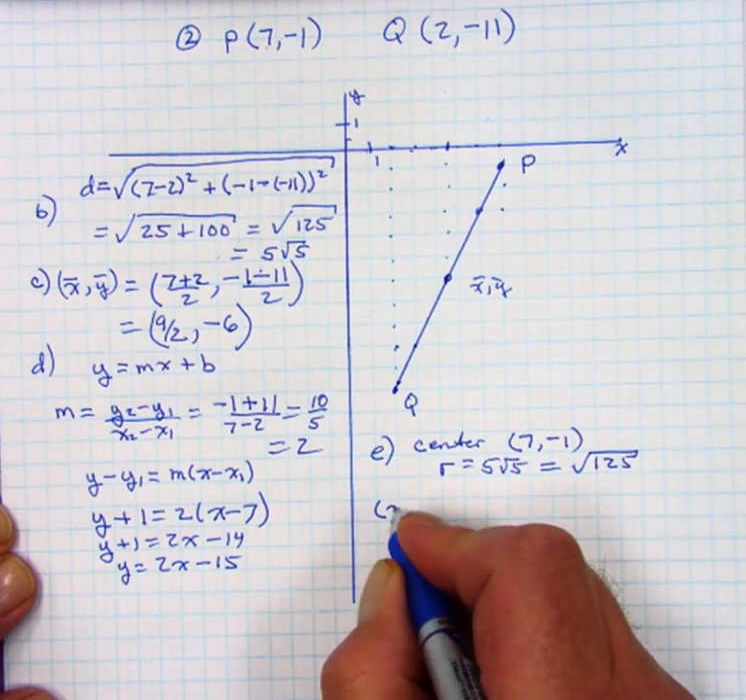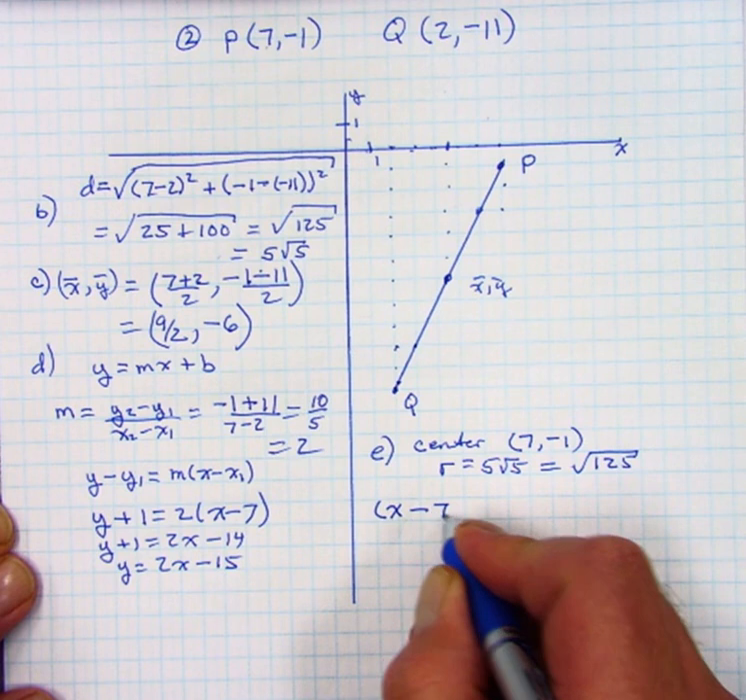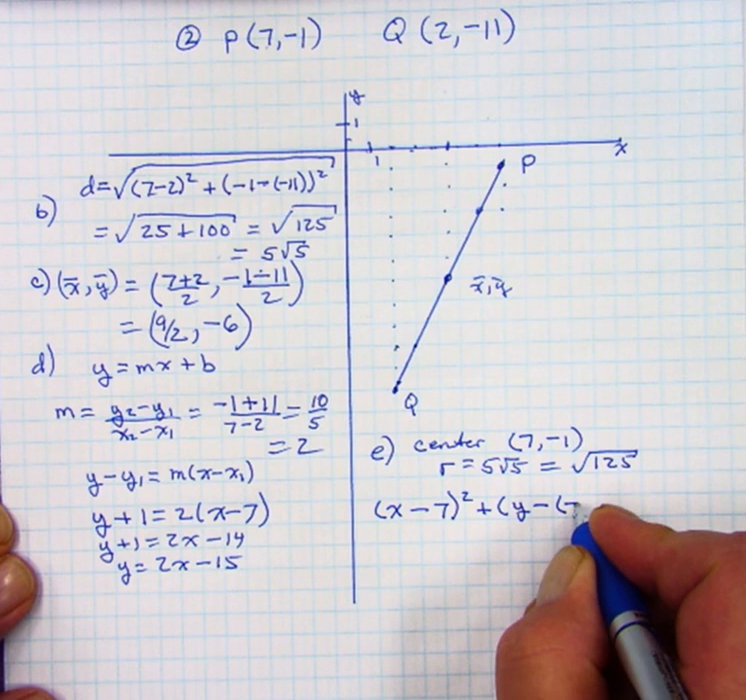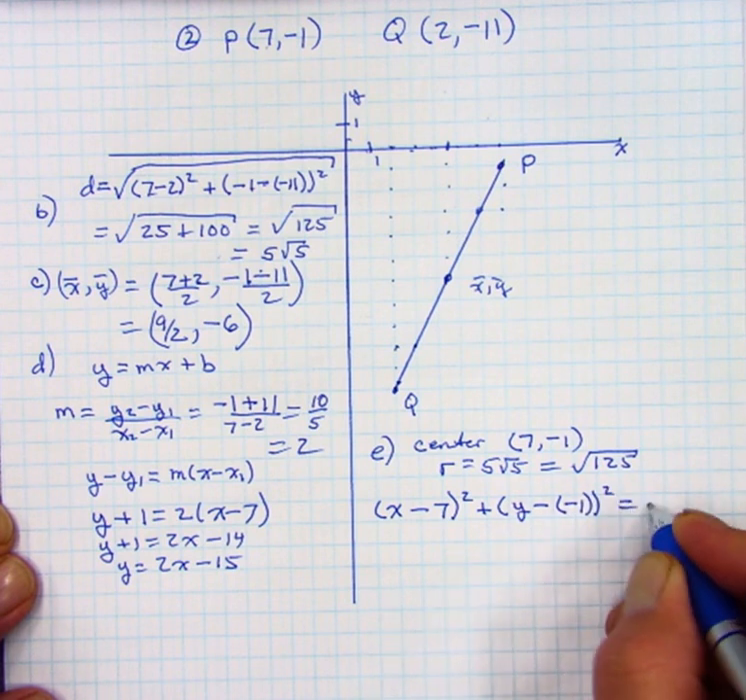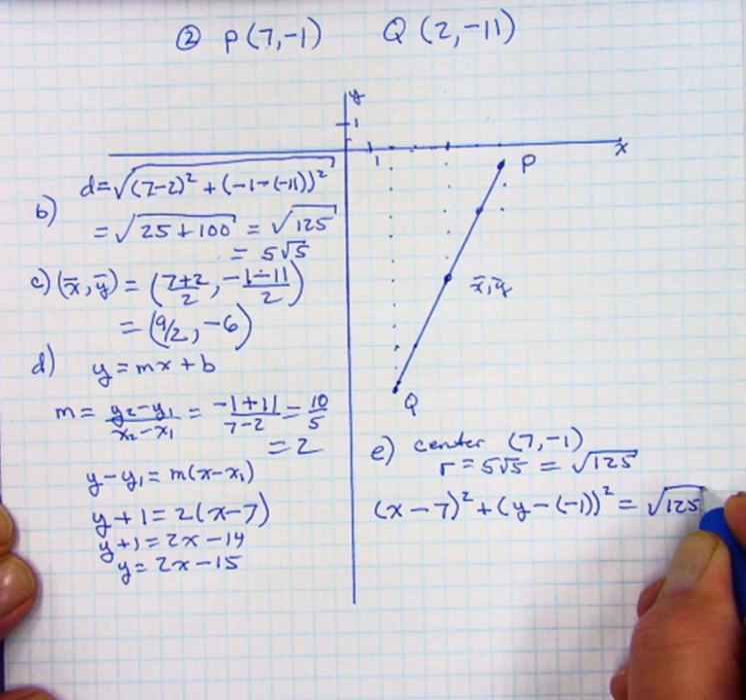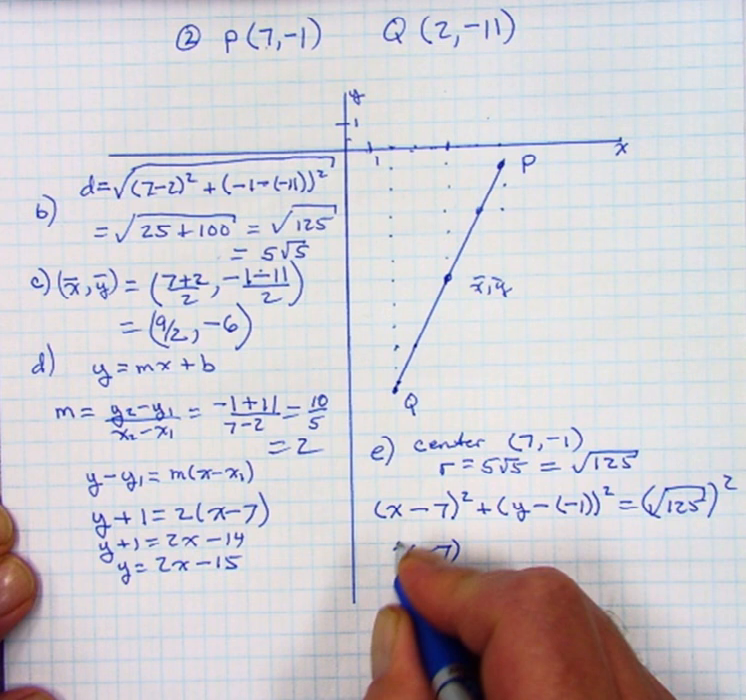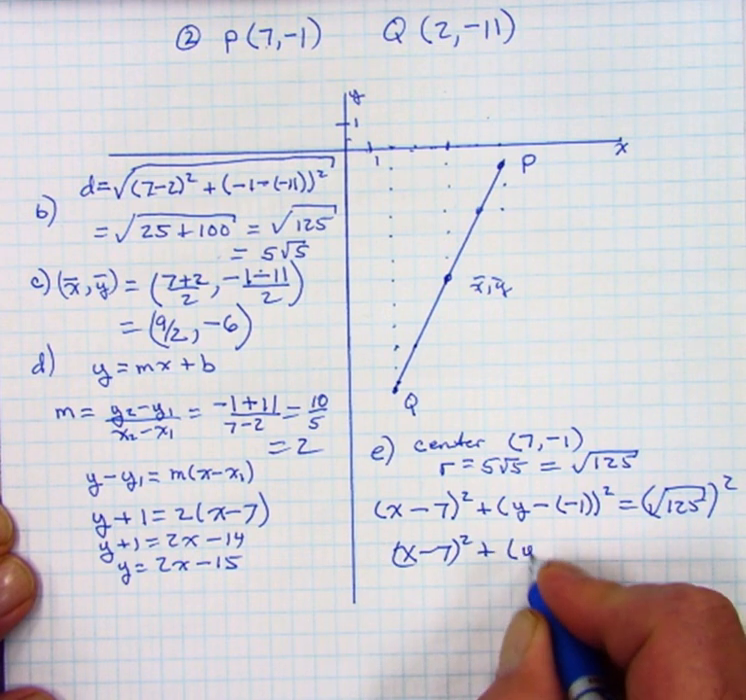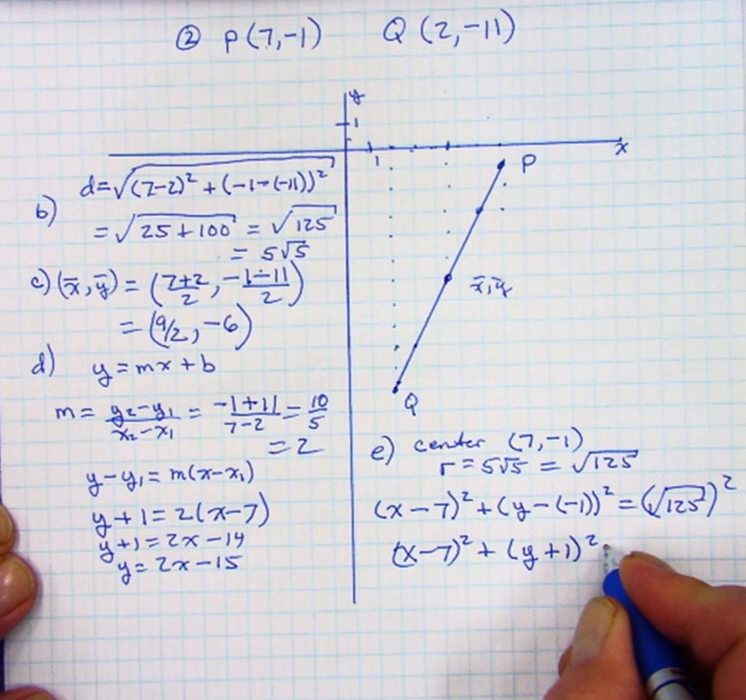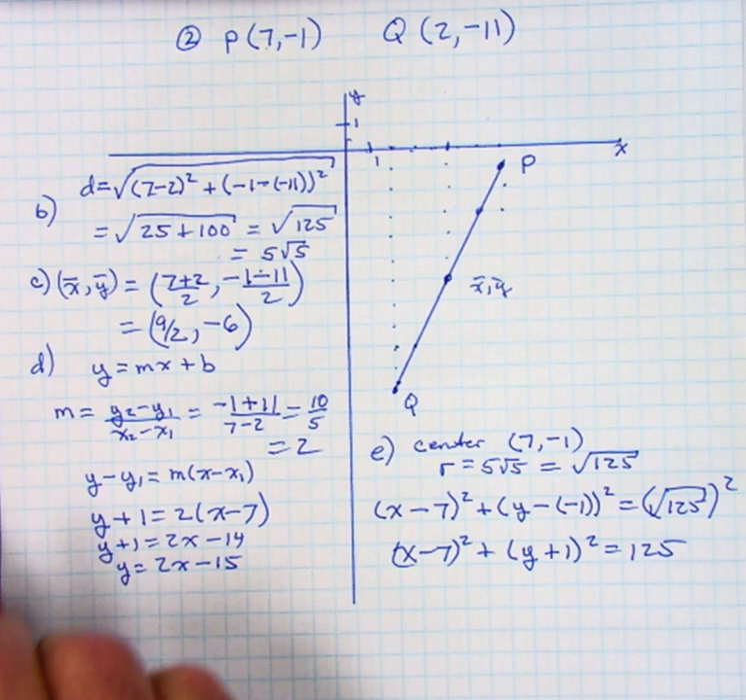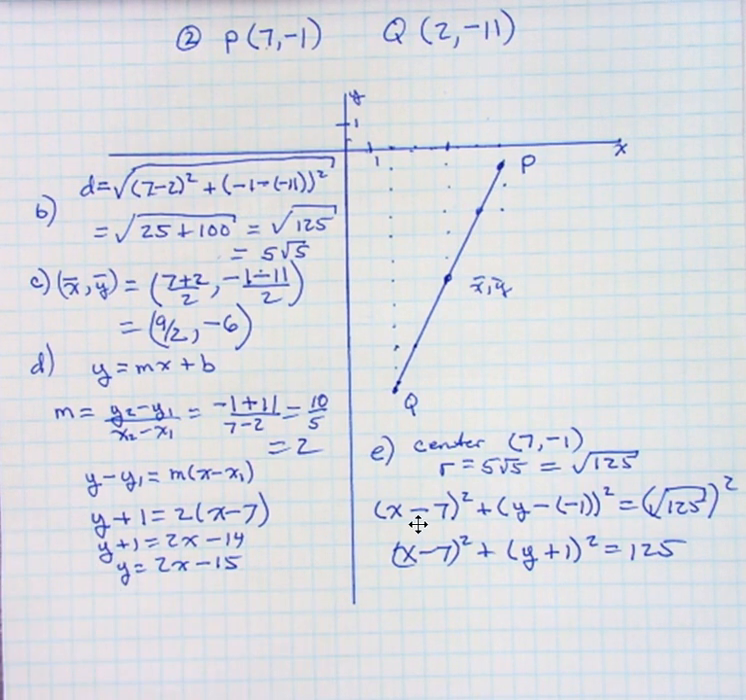So the equation of the circle is going to be x minus h, quantity squared, plus y minus k, quantity squared, equals r squared. And that turns into x minus 7 quantity squared plus y plus 1 quantity squared equals 125. So that's the equation of the circle, and that's the answer to part E. And that covers quite a bit of the problems in 1-1. We'll come back for some more.